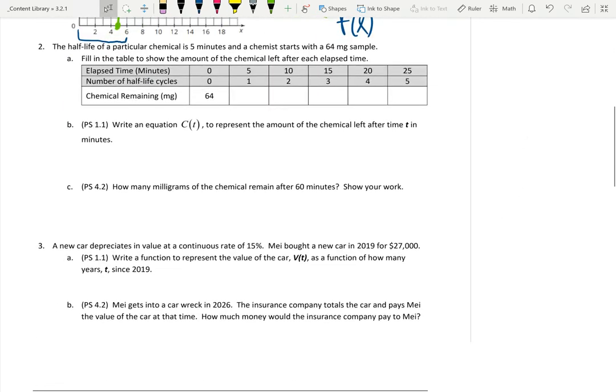All right, this next part is standard 1.1 and 4.2. Standard 1.1 is, can you read a scenario and create a problem? 4.2 is, can you use that problem or equation to make a conclusion? So let's go ahead and dive in.